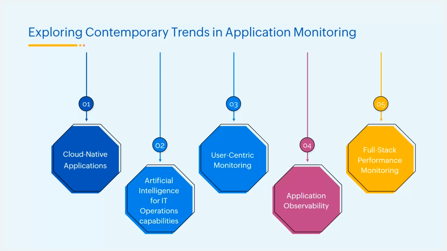And the fourth one is application observability. Application observability, including application performance monitoring, will help in gaining insights into the application behavior and health of the application, which is achieved through monitoring applications, transactions, logs, execution time, and identifying the bottlenecks, errors, and inefficiencies in the code. The last one is full stack performance monitoring.